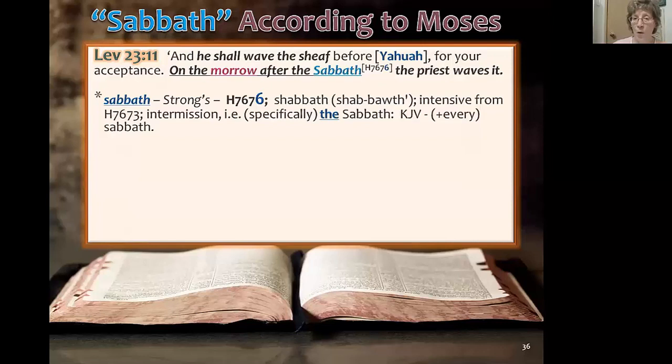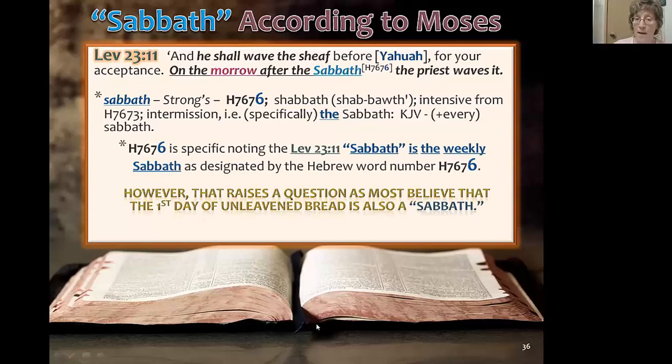You can go and look it up. It says Shabbat. It talks about an intermission. Specifically, look what this says, everybody. It says the Sabbath. It doesn't say a Sabbath, any old special Sabbath. Hebrew 7676 is specific, noting that the Leviticus 23:11 Sabbath, this is the weekly Sabbath, and it's designated by this number 7676.